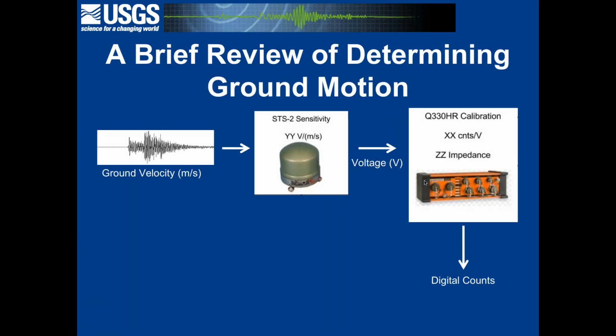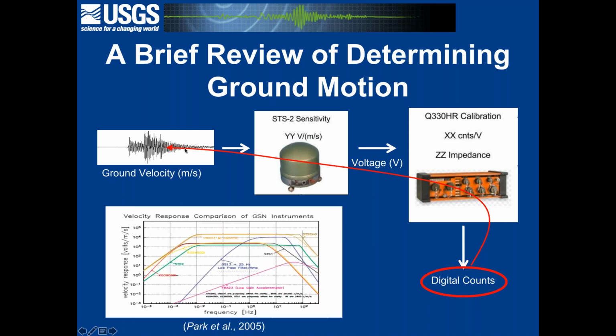So here's a quick review of how we get ground motion. We have an earthquake that generates some ground displacement or velocity or acceleration. Most broadband seismometers are sensitive to velocity, so it outputs a voltage proportional to the velocity input into the sensor. Then that voltage is recorded on a digitizer, which converts the voltage into digital counts. And we as seismologists, what we get out of the digitizer, our raw data, is digital counts, and we want to go back to ground velocity. So we need to do a few conversion steps to get back to what we fundamentally want.